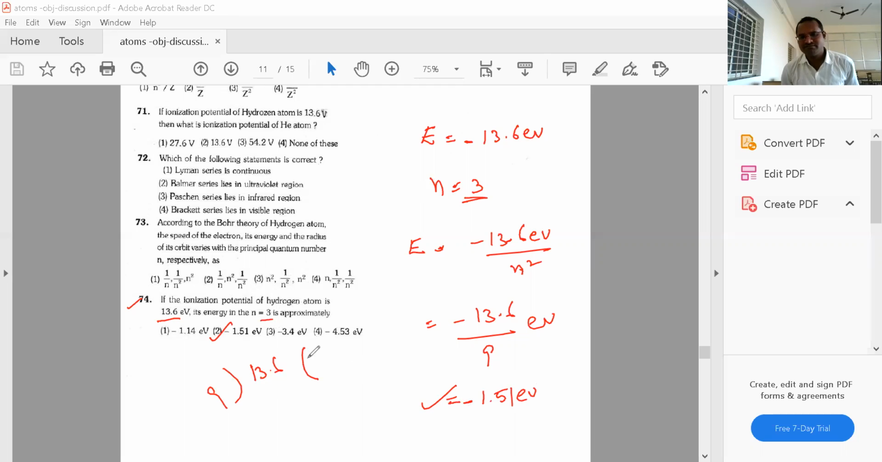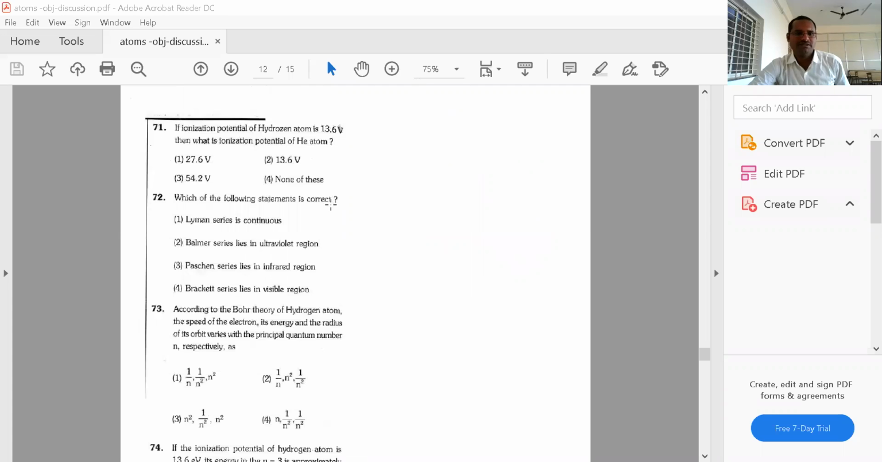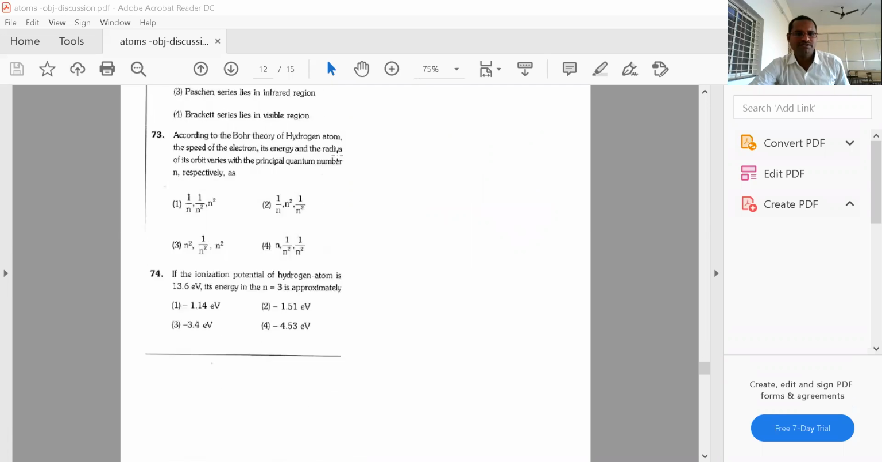9 cannot divide 13 only one time. 9 ones are 9. The remaining is 4. If you keep the point, 46. 9 5s are 45. 1 will be there. Because of this point 10. 9 ones are 9. Yes, 1. Means the value is 1.51 electron volt. Here minus is there. So that's why the negative sign. Okay. Yeah. So 1.51 electron volt is the right answer. Clear? Yes. 74 is over. Next question.